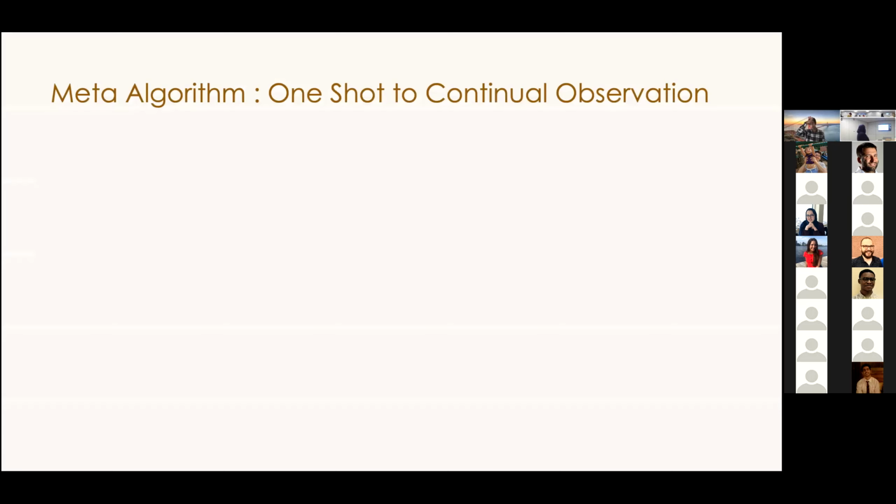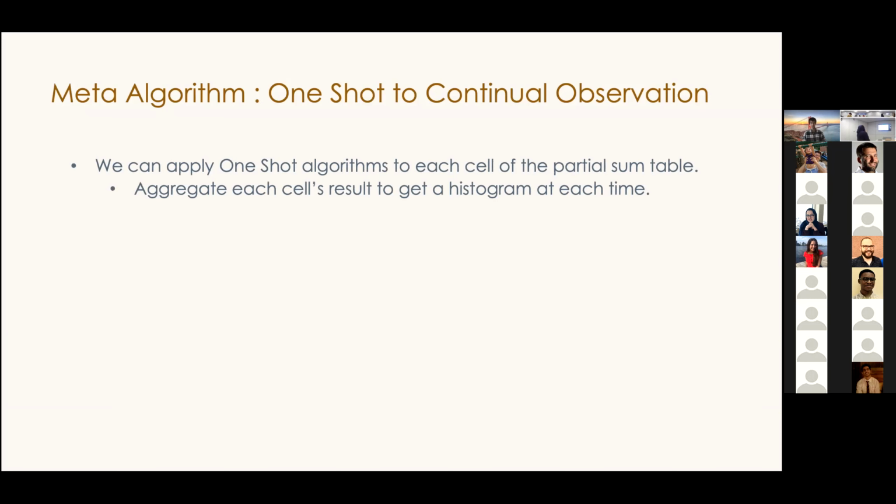Okay, so one thing is the table can be easily filled out using a more meta approach of taking our one-shot algorithms to continual observation. You're going to basically put the one-shot algorithm in each one of these cells of your partial sum table, and to get the top results for each running cell, you're just going to aggregate all the cells to get a histogram at every time.